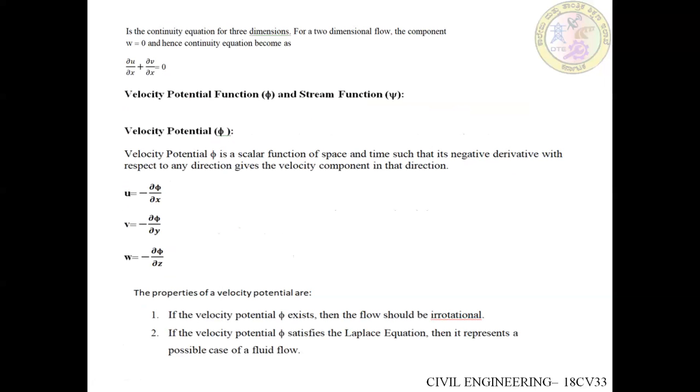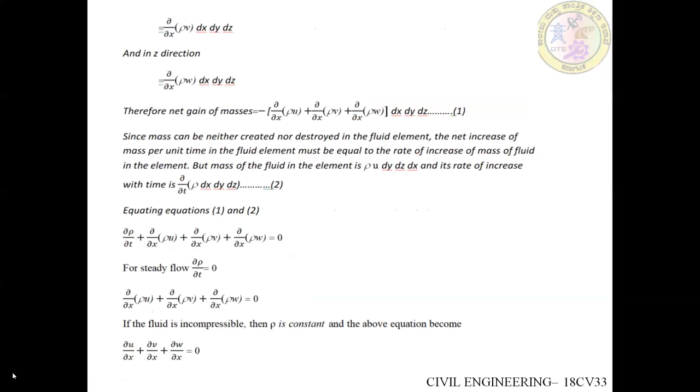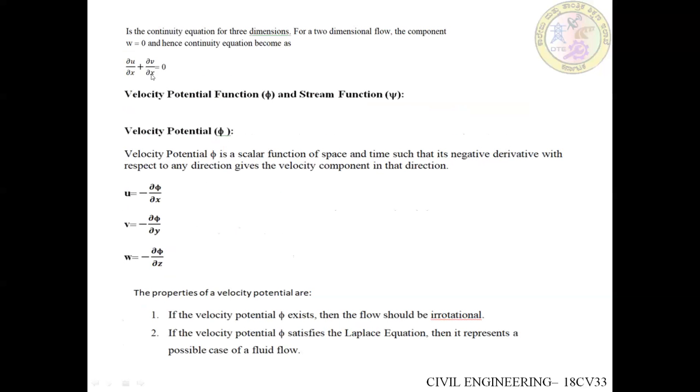Similarly, for 2 dimensions, we will consider only x and y. The z direction term will not be there, that is dou w by dou z will not be there. So the equation reduces to dou u by dou x plus dou v by dou y is equal to 0.